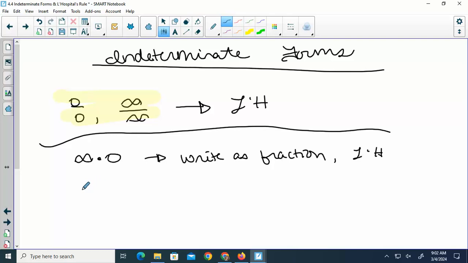We had an indeterminate difference. What's the one subtraction we don't know? Okay, and that's the same thing. We need to get it as a fraction, so usually that means common denominator. Then you can write it as one thing, and you can do L'Hopital's.